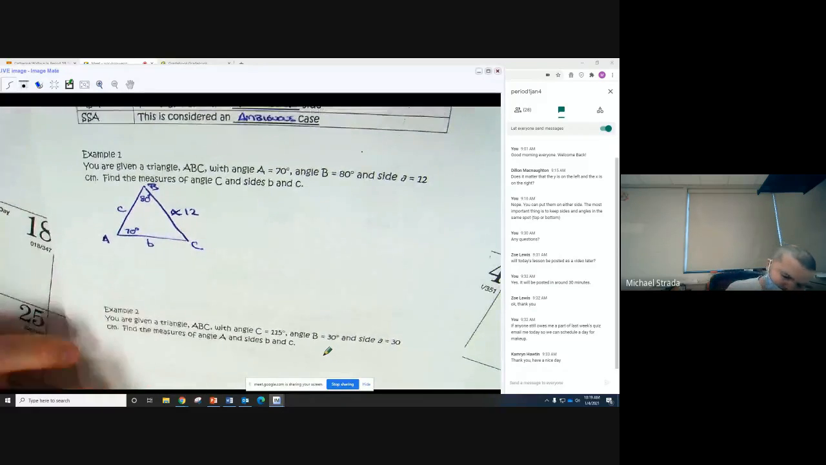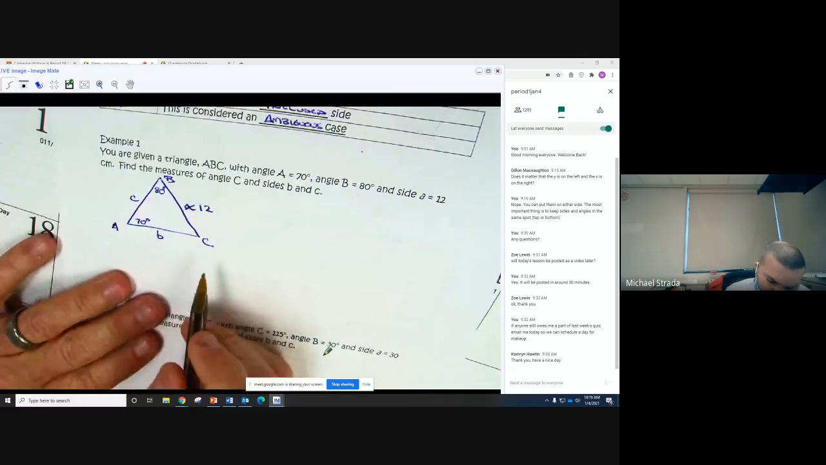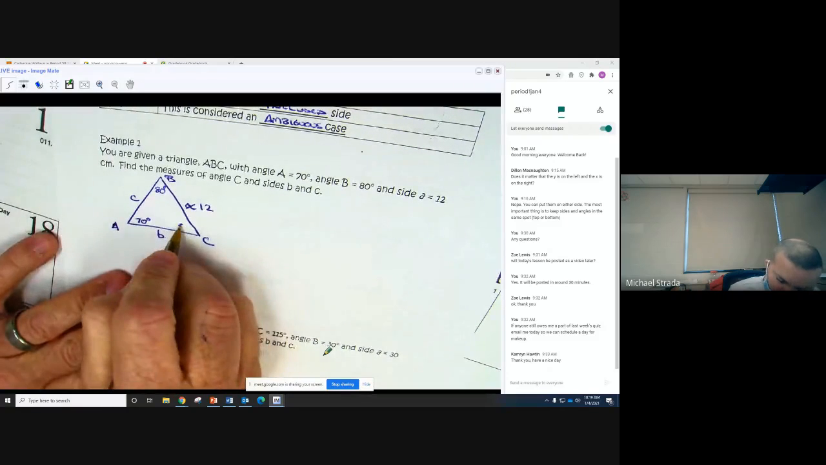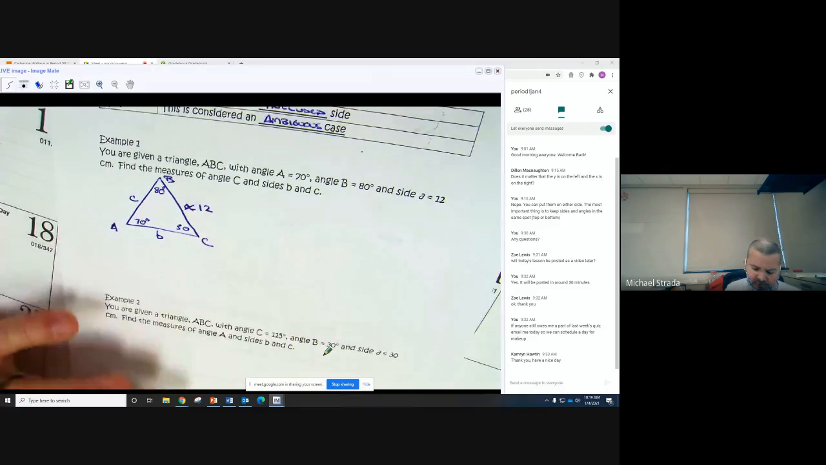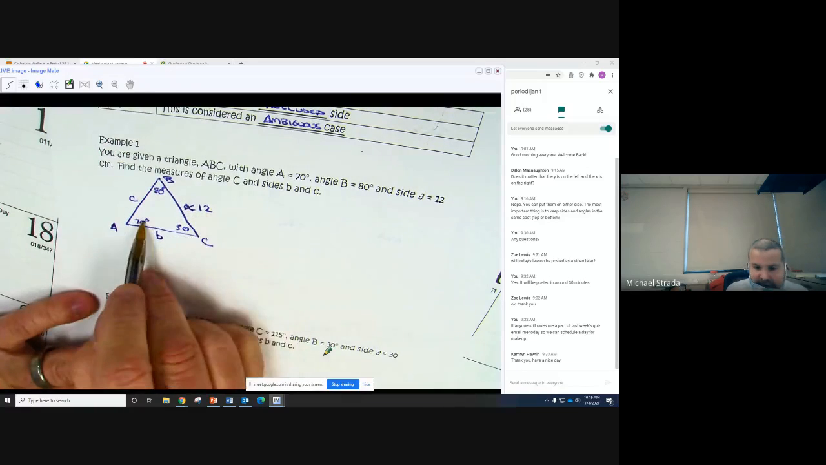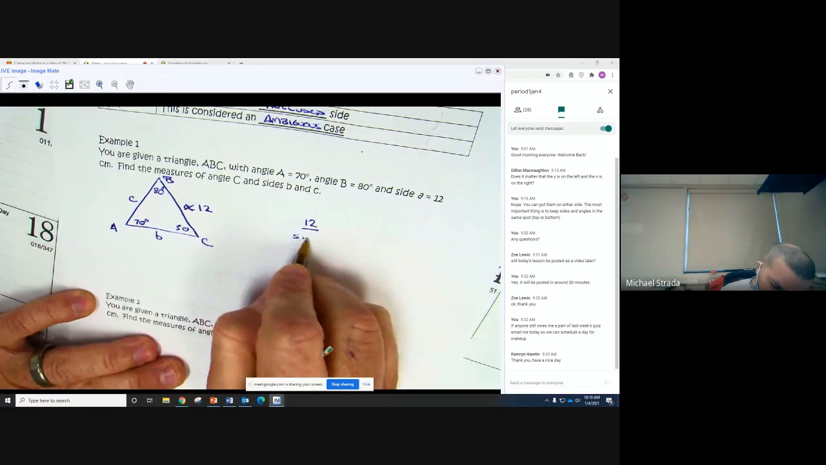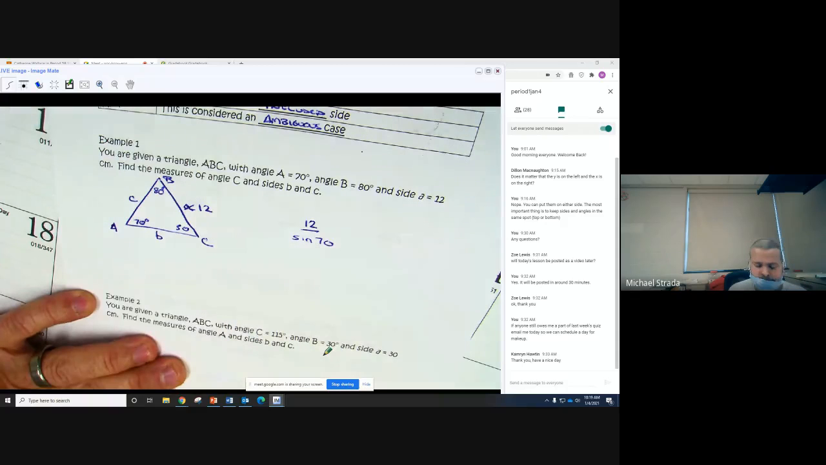All right. Well, angles of a triangle add up to 180. 80 plus 70 is 150. Subtract that from 180, you get your missing angle C, which is 30 degrees. Now, when you set up what we call the extended proportion, I would suggest you put the one where they give you both the side and the angle in the middle. So 12 is opposite to 70 degrees, so that's 12 over sine 70.